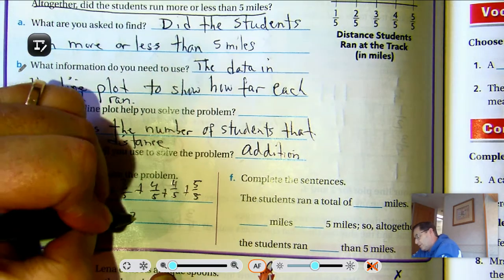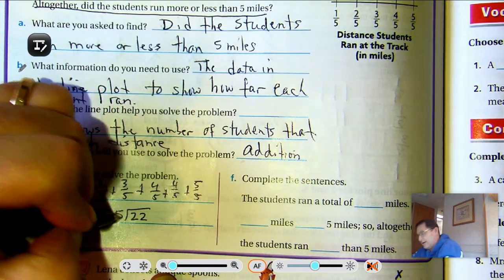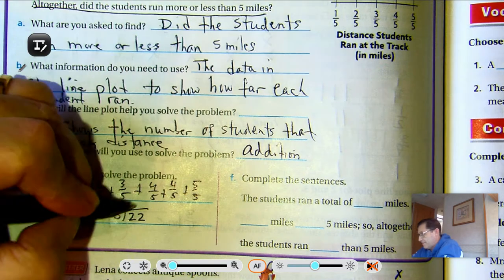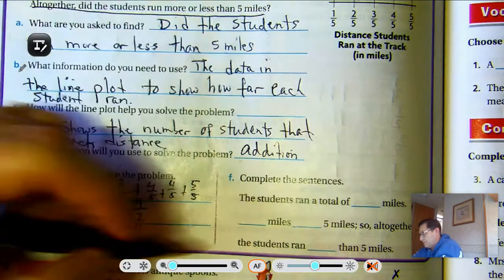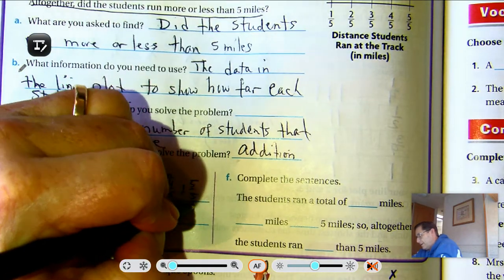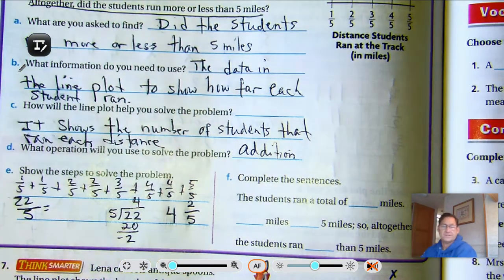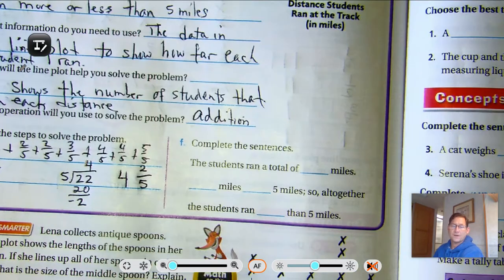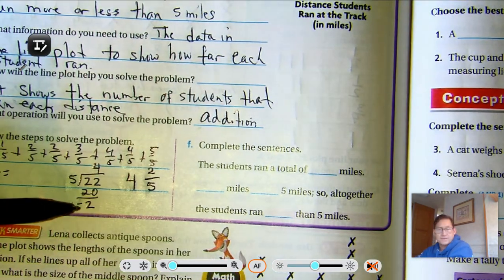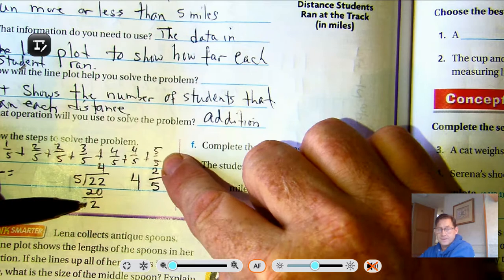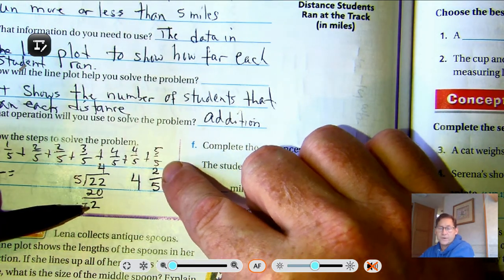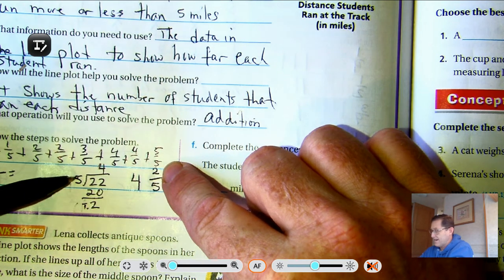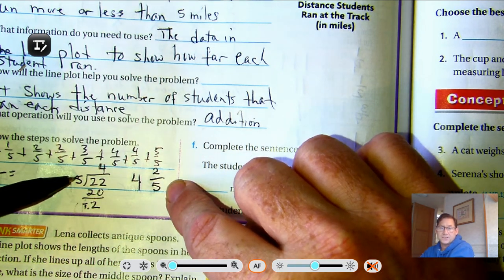Well, what is 22 divided by 5? 5 times 4 is 20 with a remainder of 2. So 4 and 2 fifths. Remember, the remainder is the numerator of the fraction, and the divisor is the denominator of the fraction.